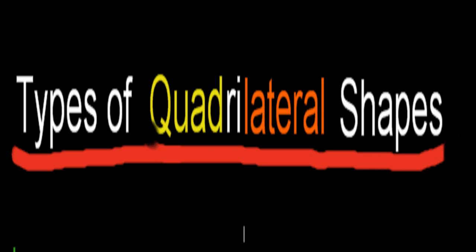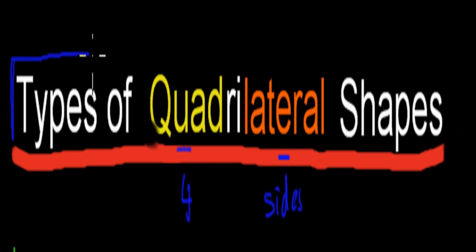In the last video, we just talked about quadrilateral shapes in general terms, and we said that all quadrilateral shapes will have 4 sides because quad means 4 and lateral means sides. Now in this video, we're going to go into different types of quadrilateral shapes. Just like triangles, quadrilateral shapes also have specific types.